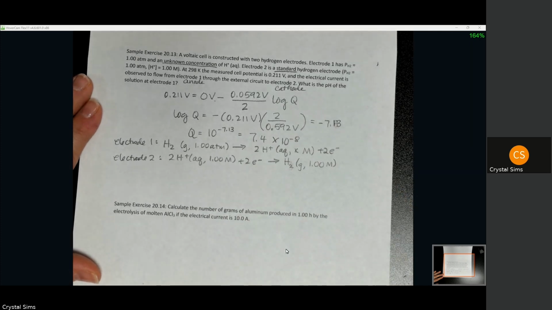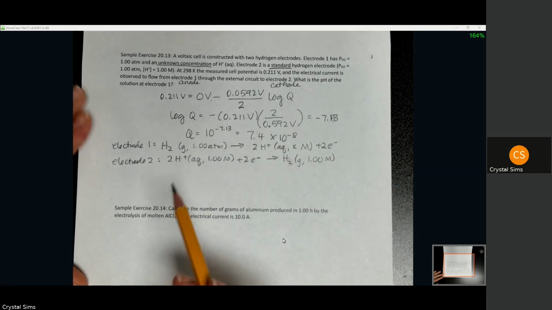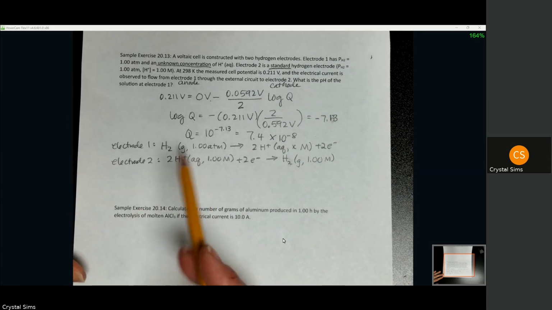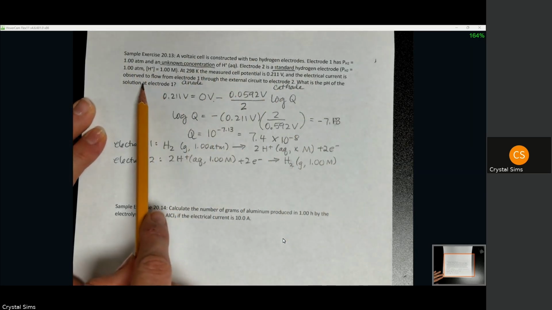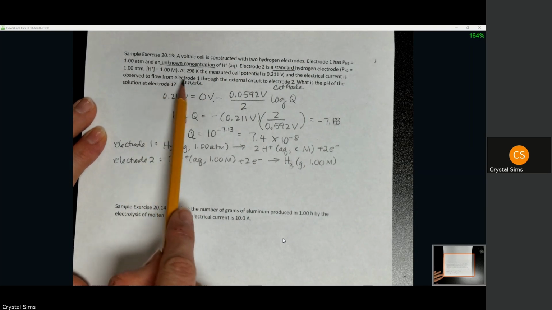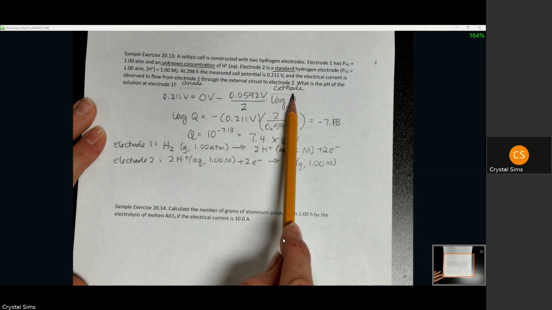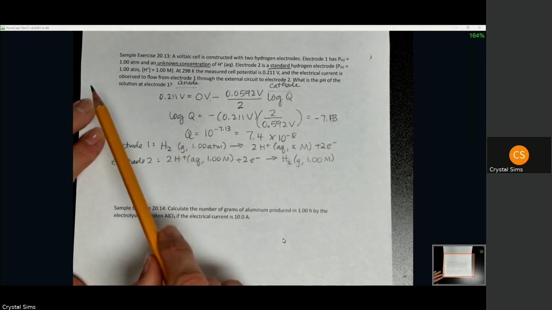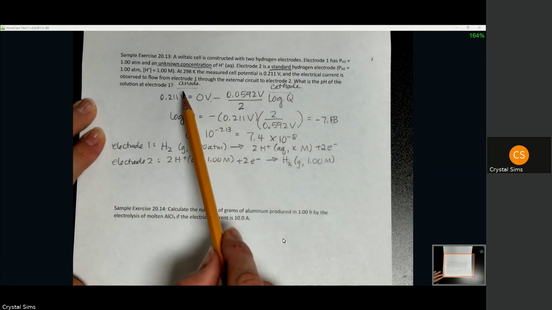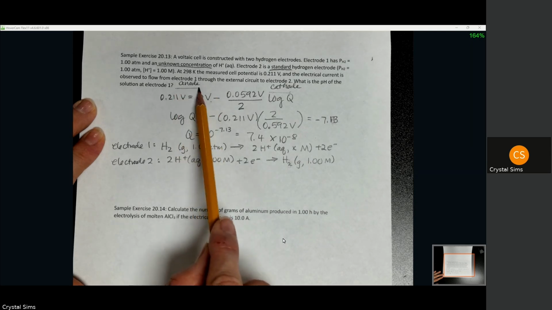So let's kind of break this down. Like, how in the world did you figure this out? Okay. So electrical current was observed to flow from electrode 1 to electrode 2. So it's going from the anode to the cathode. We kind of talked about that in sample exercise 20.3 or 20.4 that we did a while ago.